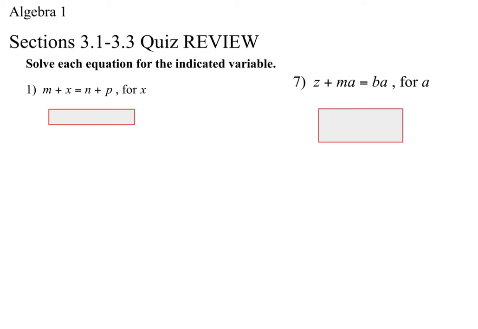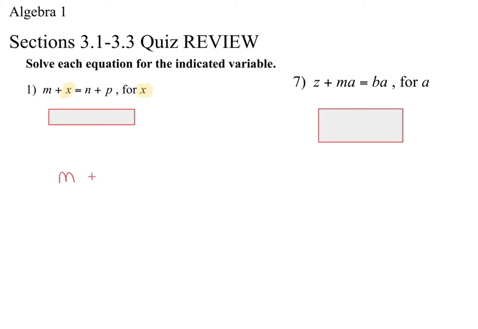But we start with literal equations. They will give you an equation with all variables, and they will tell you which variable they want you to get by itself. So the first thing you need to make sure is that you know what variable you're getting by itself. In this case, we're getting x. So we need x to be completely by itself. In order to do that, we have to get rid of anything that is not the x on that side.